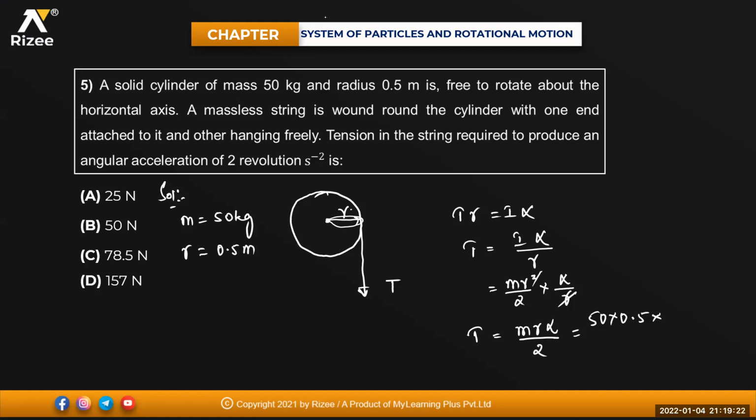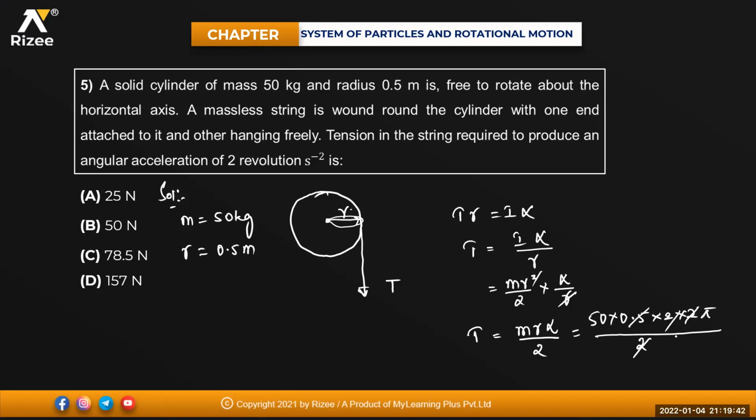Chalo. So T is equal to mass, radius is 0.5, alpha will be equal to 2 revolutions. That means for 1 revolution it is 2 pi. For 2 revolutions it will become how much, better? 2 into 2 pi, divided by 2. This 2 will get cancelled. 0.5 means 1 by 2. This one and this one will also get cancelled.